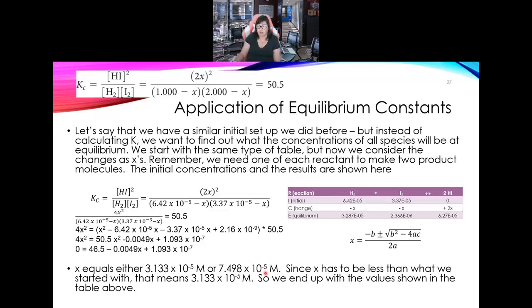X has to be less than my starting conditions. And in order for that to be true, this cannot be used. So the value I have to work with is 3.133 times 10 to the minus 5th. That then becomes the x, and then HI is 2 times that to come here, right? So you end up with the values shown in the table above, okay? Does that make sense? I hope that makes sense.